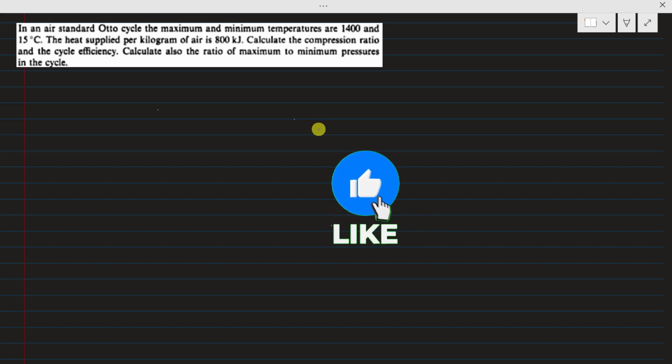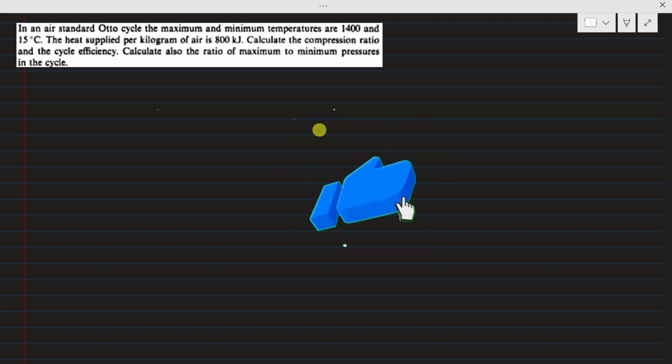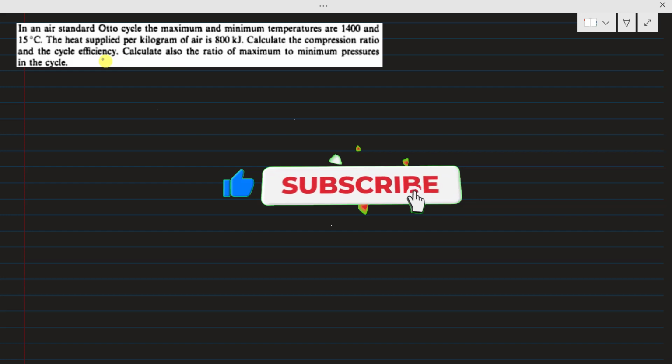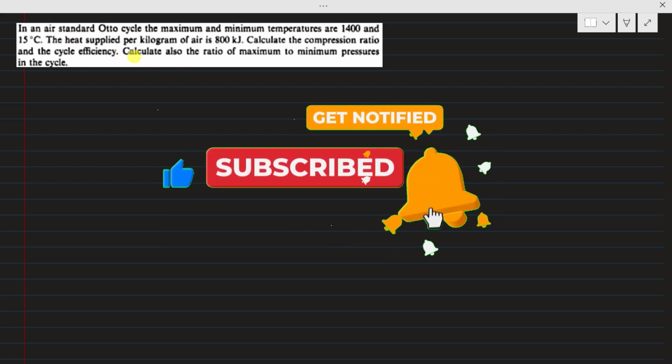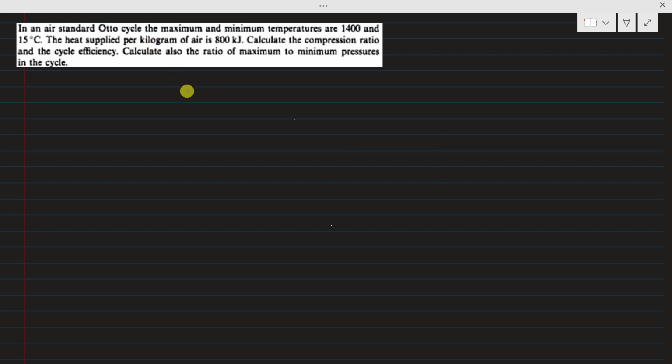Problem 5.5 from the book. Before discussing the statement, I will let you know what the Otto cycle is, how many processes there are, and their explanations. What each process basically describes on a PV diagram.